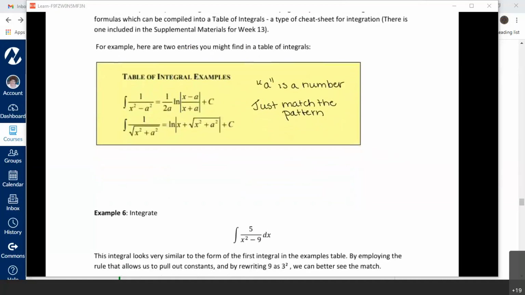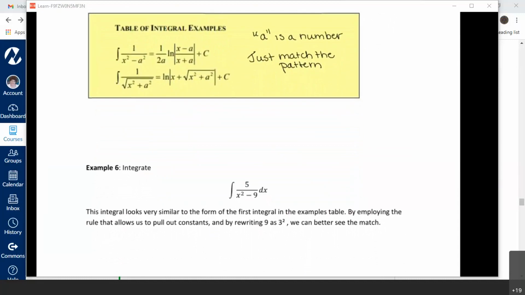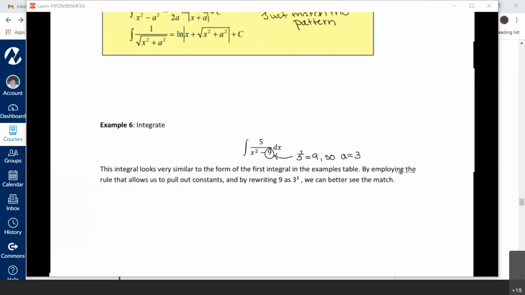Okay, so here's an example of how you might use that. You're taking a look at this integral. It looks very similar to the first pattern, right? My integrand is a number over x squared minus something that's a perfect square. 3 squared is 9. So A equals 3 here. Everybody see that? You can better see the match.